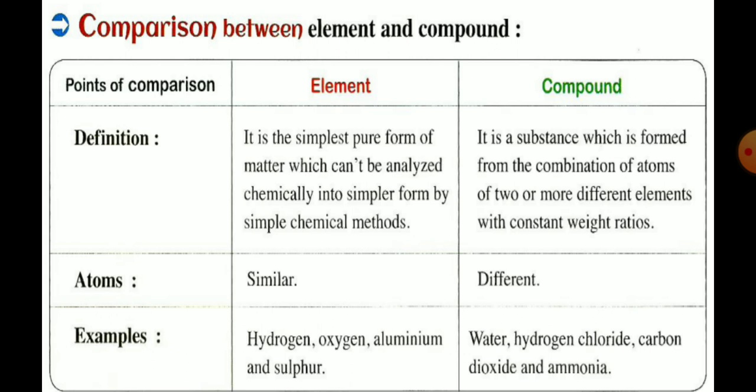Now the comparison between the element and the compound. About the definition, the element is the simplest pure form of matter which cannot be analyzed chemically into a simpler form by simple chemical methods, and the compound is a substance formed from the combination of atoms of two or more different elements with constant weight ratio. An element consists of similar atoms, and a compound consists of different atoms. Examples of elements: hydrogen, oxygen, aluminum, and sulfur. Compounds: water, hydrogen chloride, carbon dioxide, and ammonia.